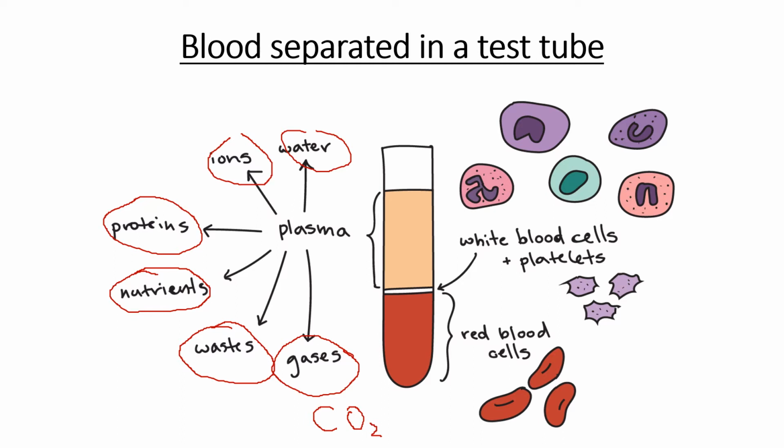Again, like I said, the red blood cells on the bottom, white blood cells right there, the buffy coat, and the plasma above.